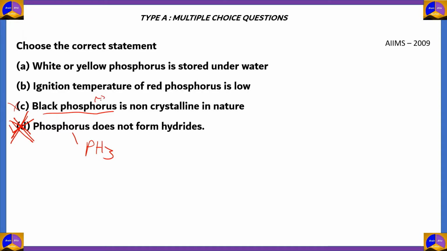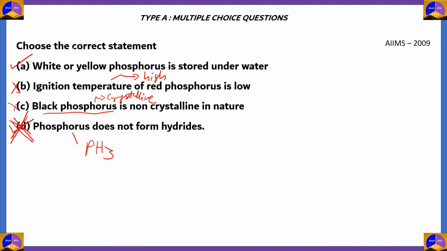Black phosphorus is crystalline. It has a crystalline structure. What about option B? Ignition temperature of red phosphorus is low. Well, if that's the case, then red phosphorus would catch fire easily, but that does not happen. So option B is incorrect. Ignition temperature for red phosphorus is very high. Therefore, the right statement is option A.